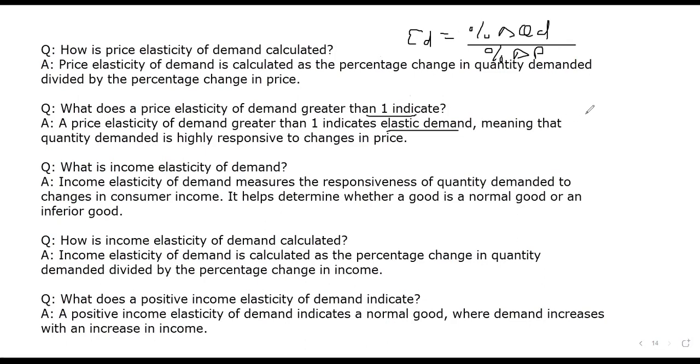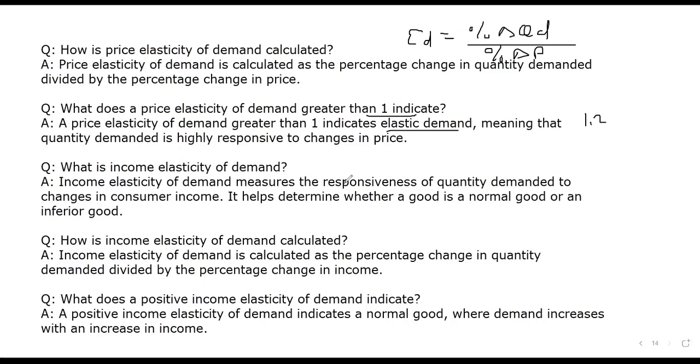So what does it mean if we have 1.2 as elasticity of demand? A 1% decrease in price will result into a 1.2% decrease in quantity demanded. That's what it means. What is income elasticity?